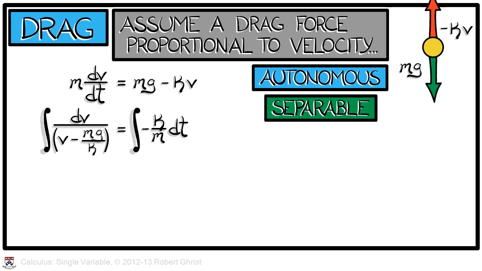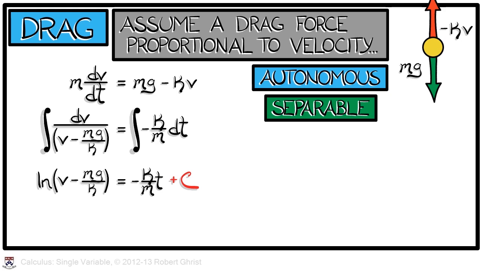Integrating both sides, what do we do? Well, on the left, you have to think a moment to see that the antiderivative of dv over v minus a constant is in fact the log of quantity v minus that constant. On the right-hand side, the integral is very easy. It is negative kappa over m times t. We'll put our constant of integration on the right side.